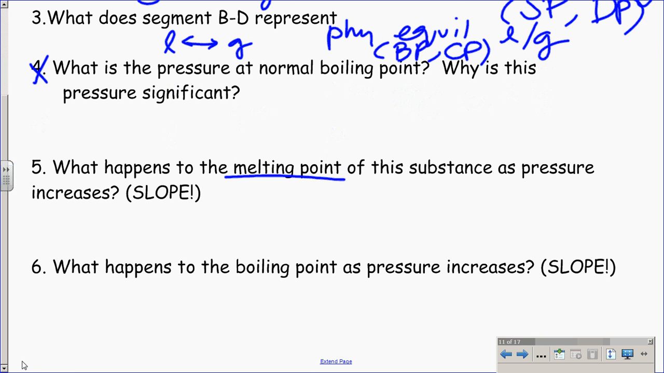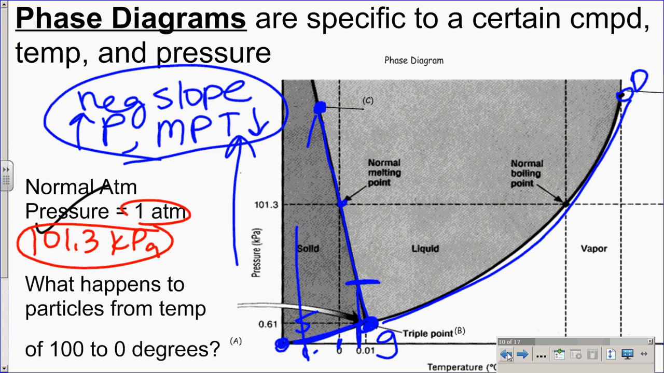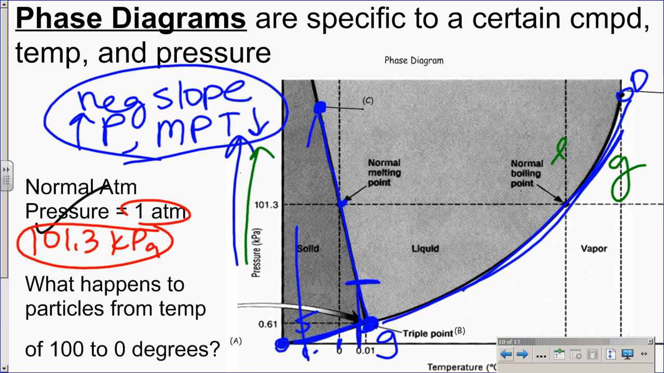So number 6. What happens to the boiling point as the pressure increases? Boiling point's between what two phases? Liquid and gas. So here, what happens on the liquid to gas? As you increase the pressure again, what's happening to the temperature at which it boils? Increases, right.